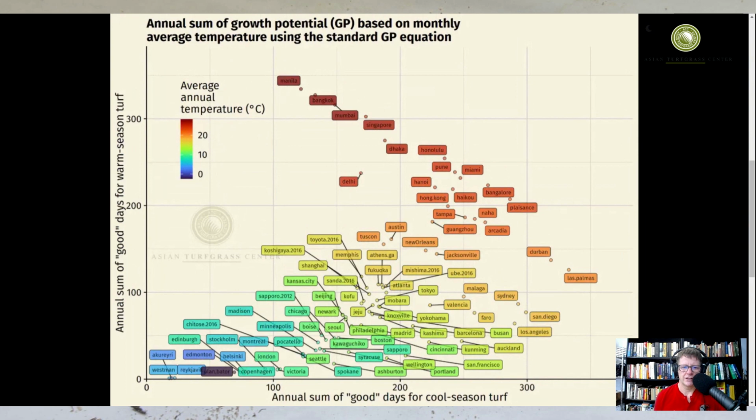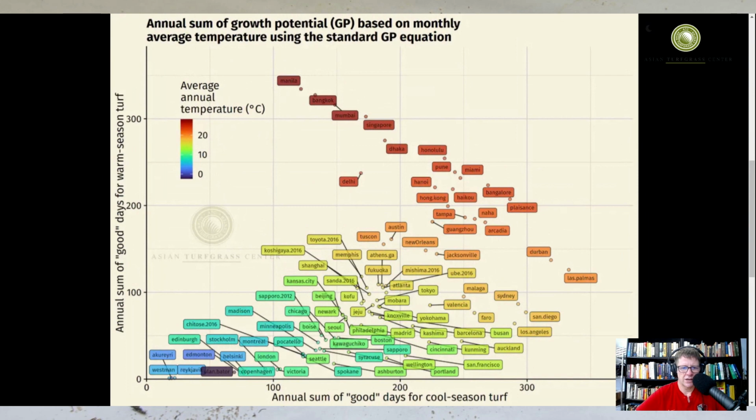So I've got on here the places with the lowest growth potential for cool season turf are in Iceland. It's Akureyri, Reykjavik, the Westman Islands. Then we go to places like Edmonton, Ulaanbaatar in Mongolia, Copenhagen, Helsinki, Edinburgh, Stockholm, London, Victoria, British Columbia.